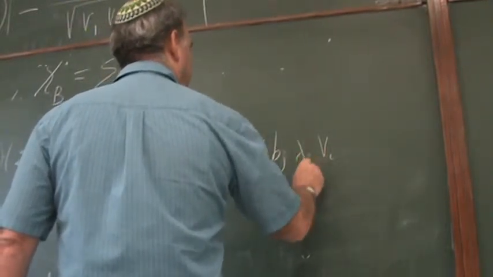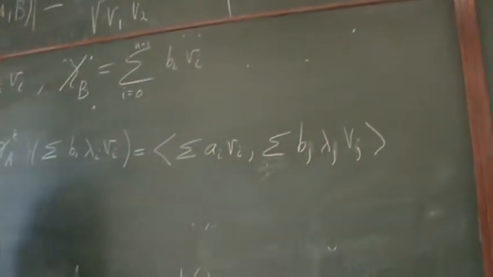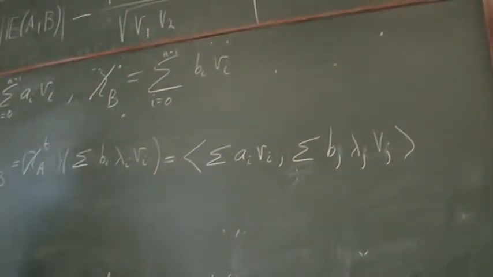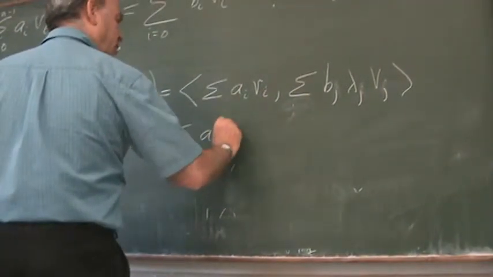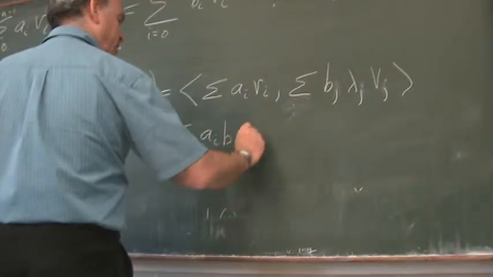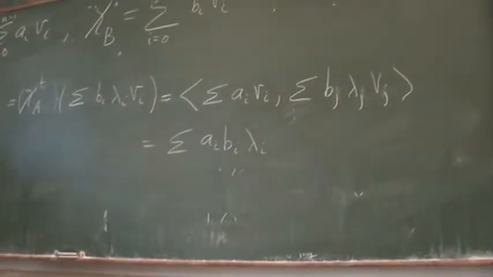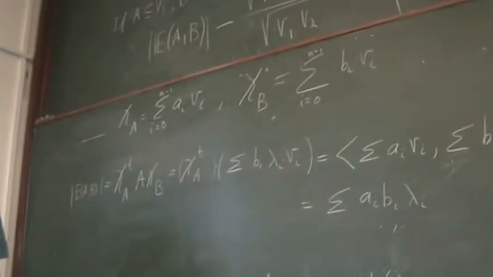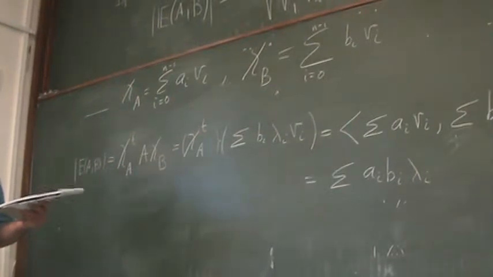But anyway, because VI and VJ are orthogonal to each other, what I'm left with is only sigma AI BI lambda. That's what we get. So the number of edges between A and B is sigma AI BI times lambda I. So now we are ready to evaluate this sum.